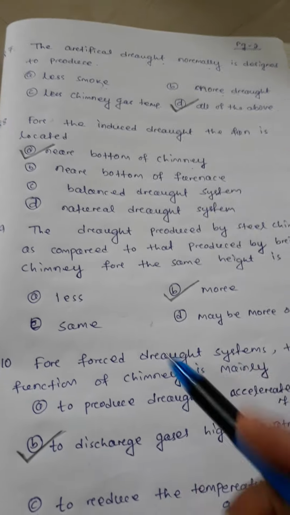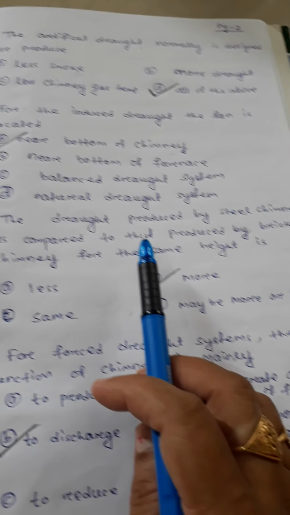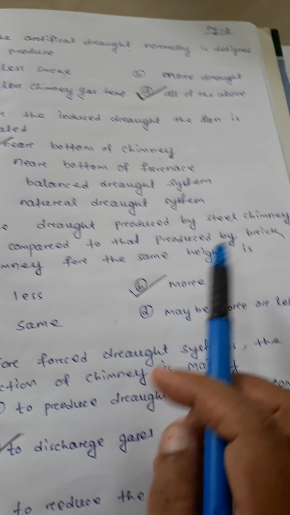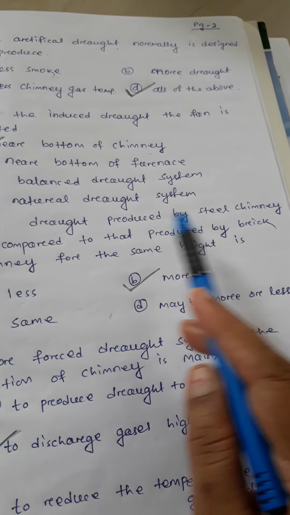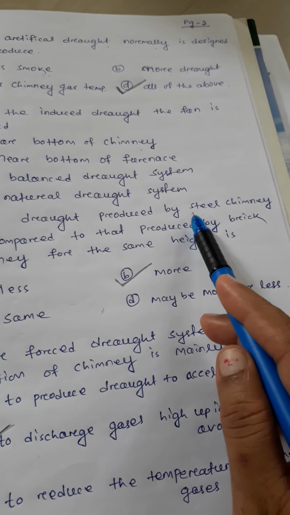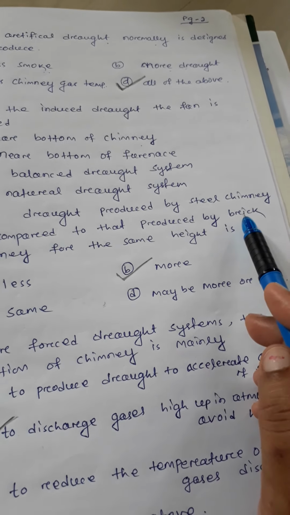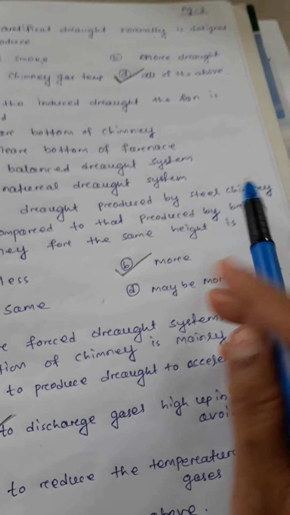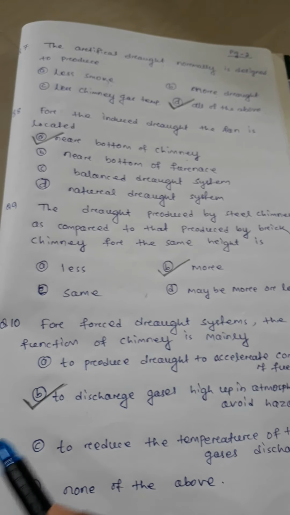Next one: the draught produced by a steel chimney as compared to that produced by a brick chimney for the same height, what is the difference? Which is more? Actually, a steel chimney will provide us more draught as compared to a brick chimney.